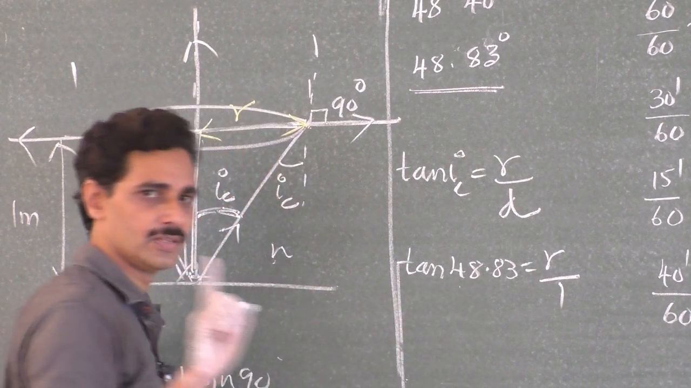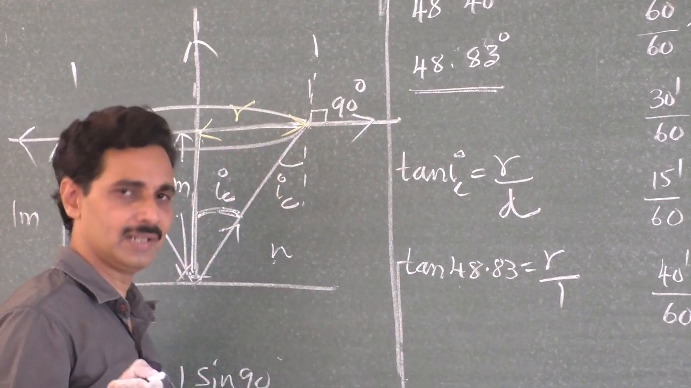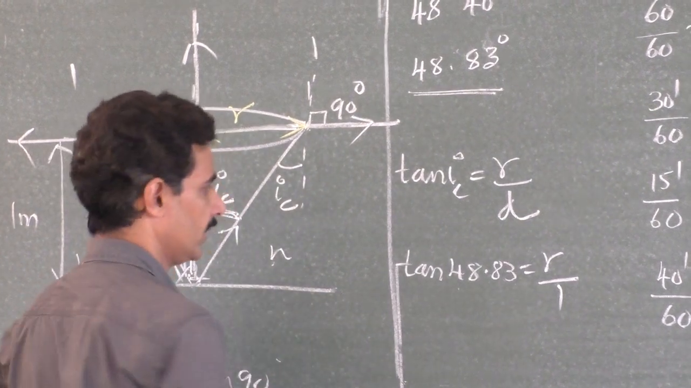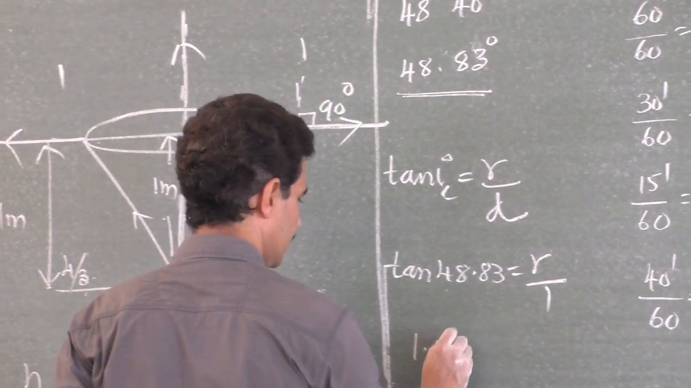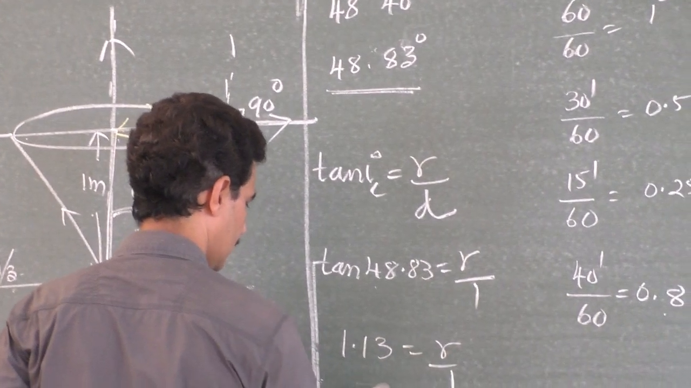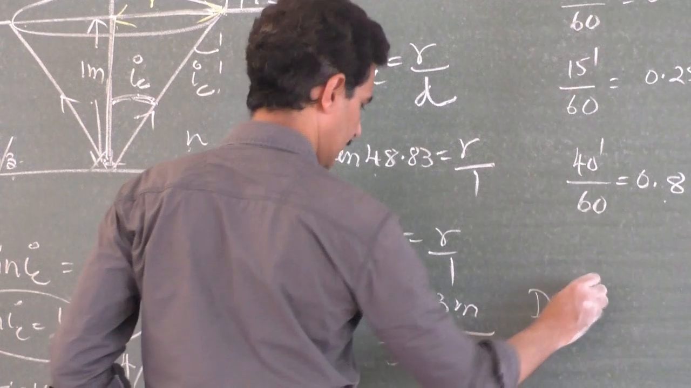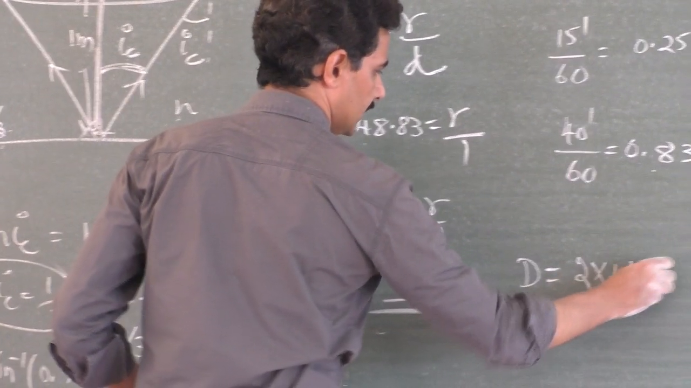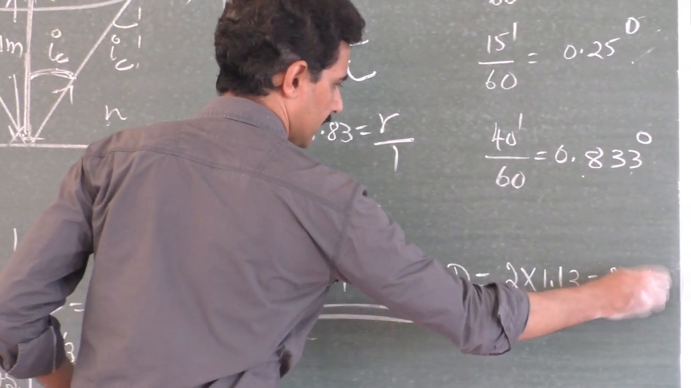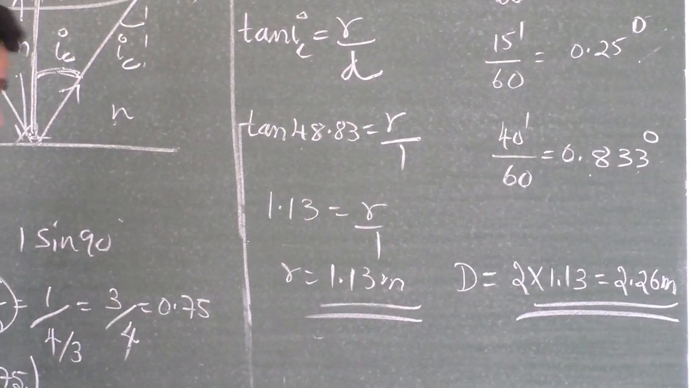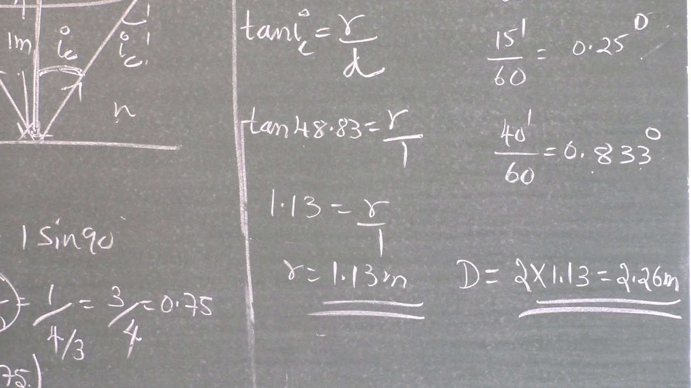Tan 48.83, because tan 45 degrees is 1, correct? If tan 45 degrees is 1, tan 48 will be just more than 1. It is 1.13. 1.13 is equal to r by 1, so r is equal to 1.13 meter. So what is diameter? Diameter is double this one, 1.13, that is equal to 2.26 meters. This is the answer. Okay, so that is the diameter of the circular patch.